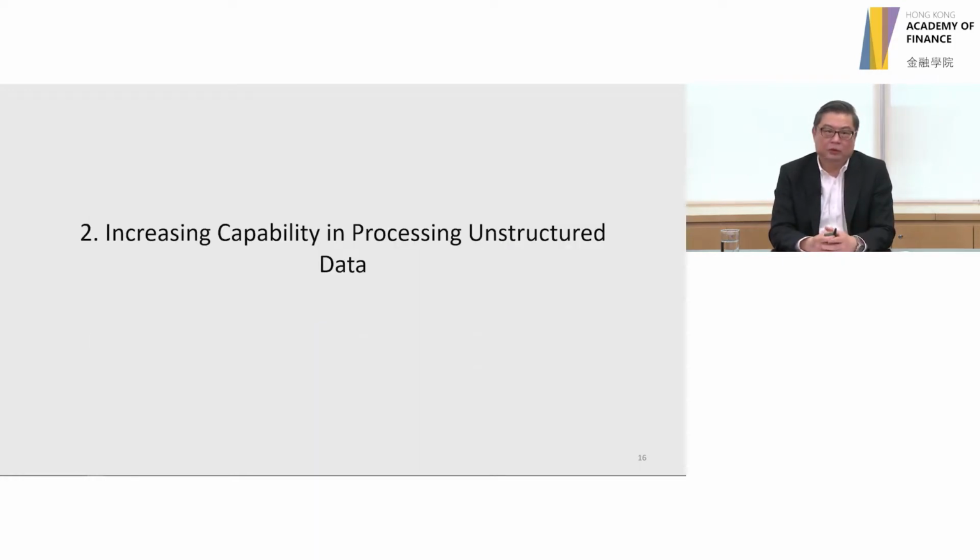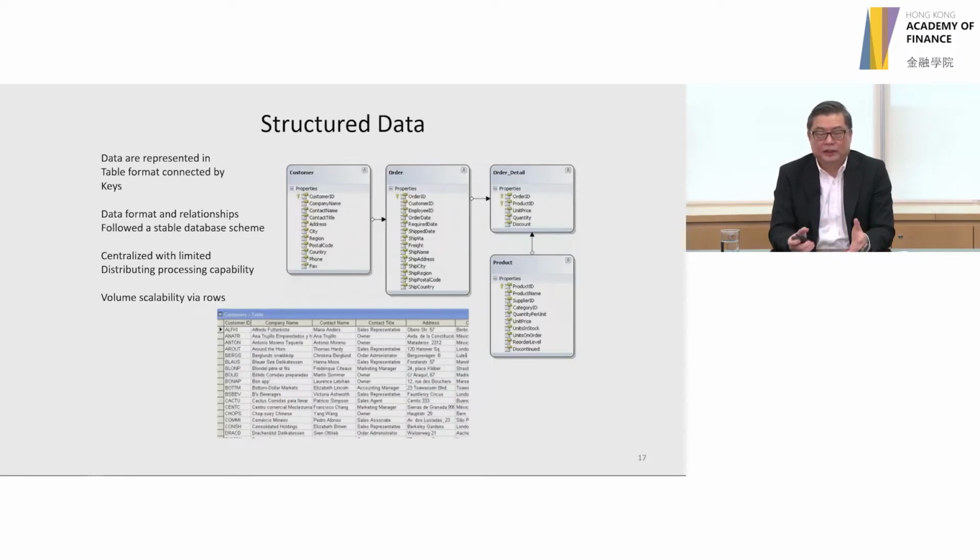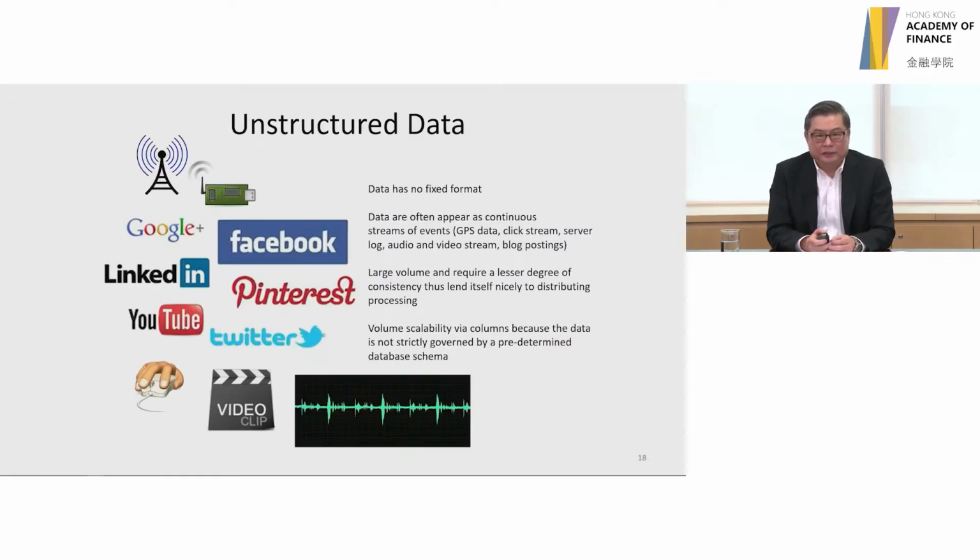Now the second enabling condition is that we are able to process unstructured data. So what is unstructured data as compared with structured data? Structured data has a structure like a table. Excel is a good example of structured data. A relational database is another example. So the data about a person, about a company, about a phenomenon are expressed in a table form, and we call them structured data.